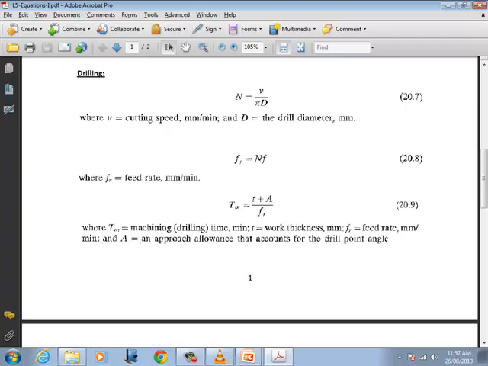Machine time is slightly different. Look, we've got T plus A divided by FR. On the top we had length, which was L for turning operation, the whole length. And here, the definition for A is an approach allowance that accounts for the drill point angle. You've got to compensate for that and take it into consideration, which will be added to the depth of hole. We will have this computed in this problem.